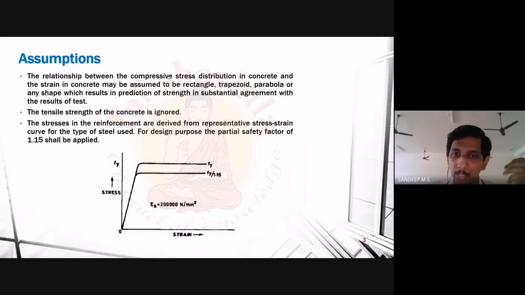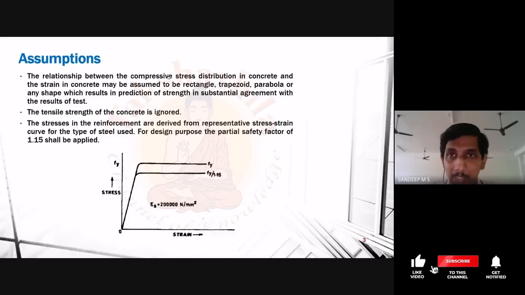Then we can adopt any sort of stress strain curve, but the only thing is that it must match the results of experimentation. Next, the tensile strength of concrete is ignored. We just assume that the concrete does not have any tensile strength. Regarding the steel reinforcement that we provide in RCC, the stresses in the reinforcement are derived from their respective stress strain curves. Again, you have the curves for both mild steel as well as HYSD bars in IS 456, and in the present slide you are provided with the curve corresponding to mild steel.